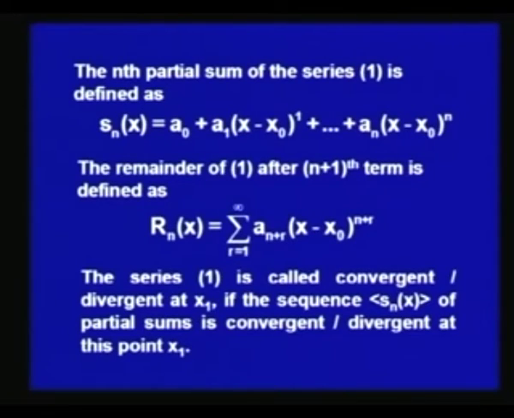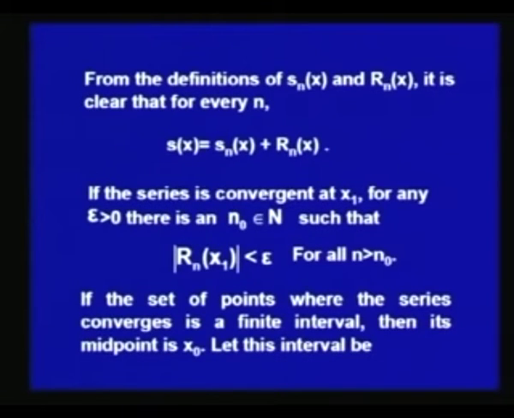The power series given by equation 1 is said to be convergent or divergent at the point x equal to x1 if the sequence of partial sums S_n(x) is convergent or divergent at the point x equal to x1. From the definitions of S_n(x) and R_n(x), it is clear that for every n, S(x) is equal to S_n(x) plus R_n(x). If the series is convergent at x1, then we can say that for any epsilon greater than 0, there exists an integer n naught belonging to N such that modulus of R_n(x1) is less than epsilon for all n greater than n naught.